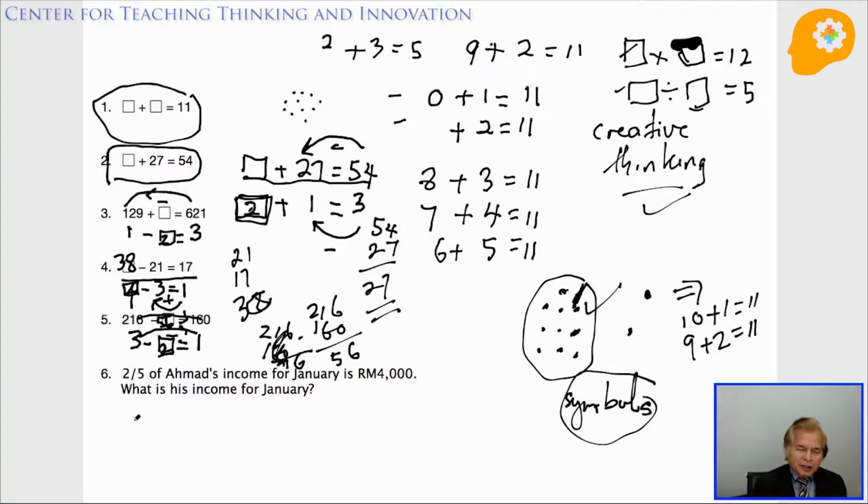the tendency for some parents when their kids ask them this type of question is to say, okay, simple, you take 4,000, and then you multiply, you invert this one, 2 over 5 becomes 5 over 2. This is very bad. This is not going to help your children to think. Of course, you can get a solution for this. You can get, say, 2,000 here, so you get 10,000. Of course, you get the right answer.